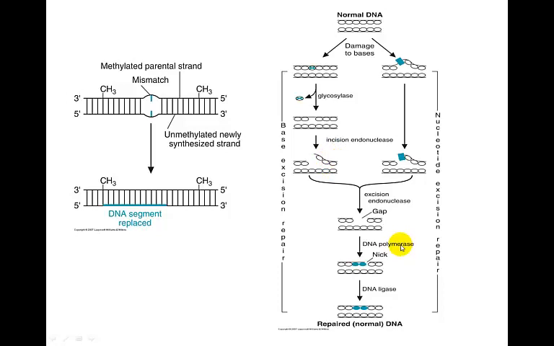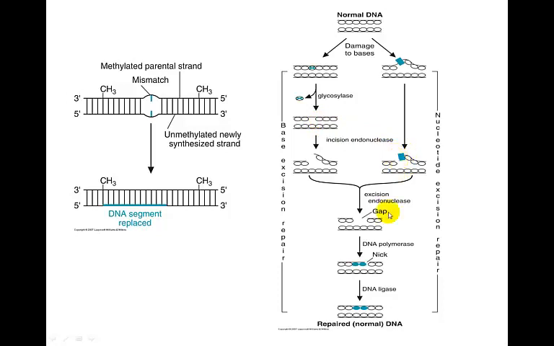Then a DNA polymerase will come in and extend from here. It extends over. And then DNA ligase will ligate the two pieces back together, and we will have corrected our mistake. Or we can have another DNA damage, and we can have the incision nuclease, and it will directly cut rather than remove the base.